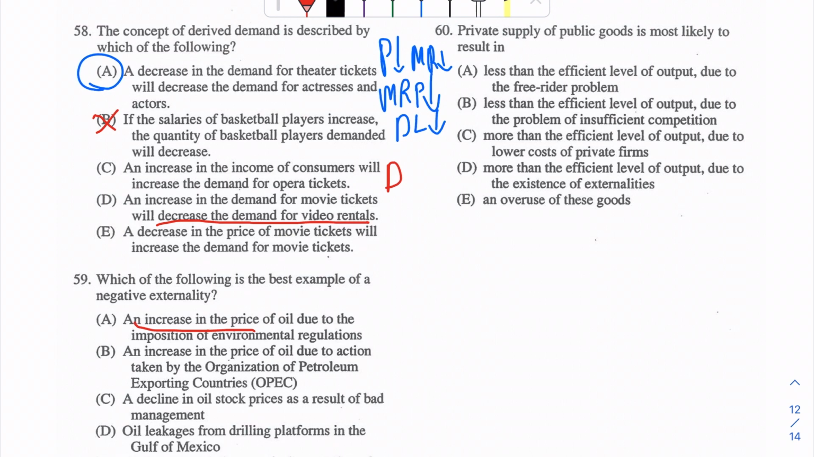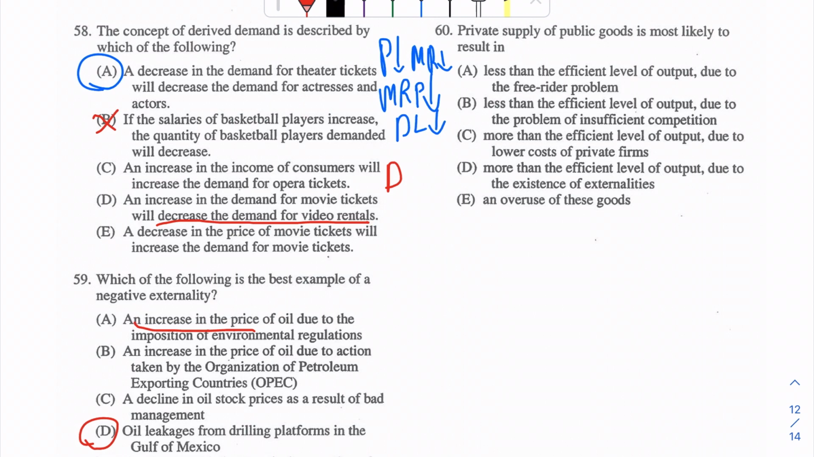A decline in oil stock prices as a result of bad management. Well, no negative externality. There's no extra cost to society there. In fact, if you have a decline in the oil stock prices, some people could benefit from this. So, not a negative externality. However, if you had oil leakages, right? So you are having to pay or you're having to lose oil, and there's the extra cost to the environment. So that is the negative externality.